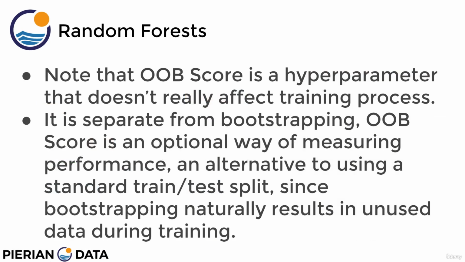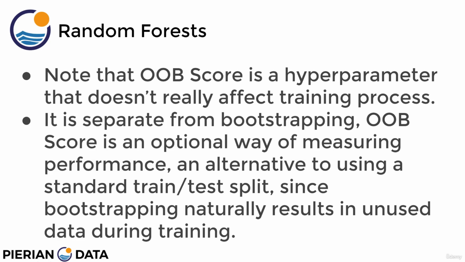Now we should note that out-of-bag score, just setting that equal to true or false, is technically a hyperparameter that doesn't really affect the training process. Instead, it is separated from bootstrapping, where out-of-bag score is an optional way of measuring performance. Essentially, it's an alternative to using a standard train test split or cross-validation methodology, since bootstrapping naturally results in unused data during training. So whether or not you set OOB score equal to true or false while you're creating a random forest, that's not actually going to change the trees themselves.